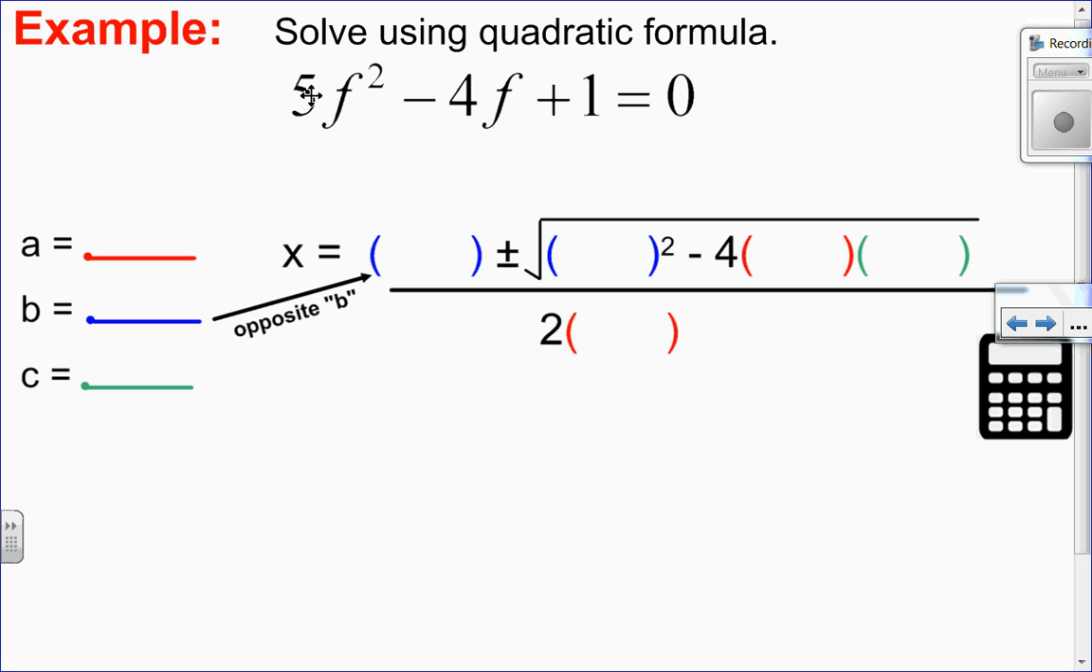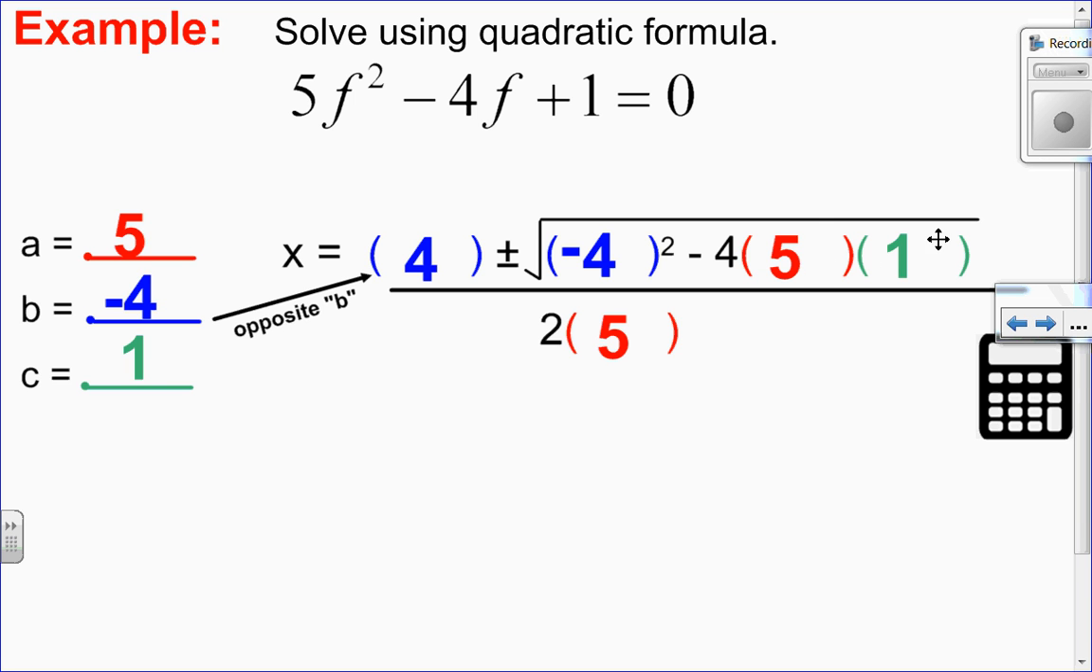So a, the number in front of my variable squared, is 5. That goes in 2 places. B, the number in front of my variable, is -4. That also goes in 2 places. Remember, the first number is opposite B, so from -4 to +4. And my C value is my y-intercept, or my lonely number.